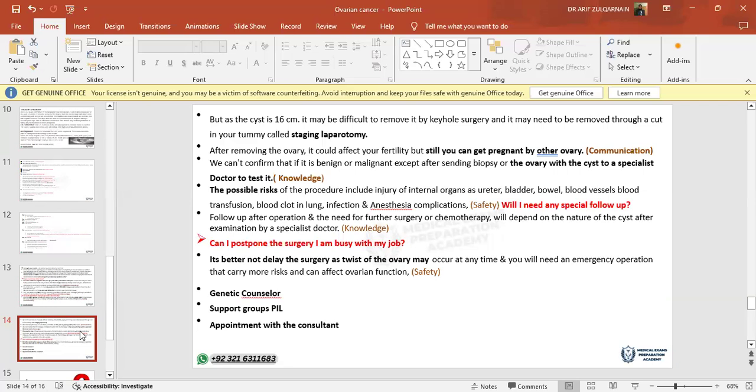Then we will tell her that it's better not to delay the surgery because there can be a twist of the ovary, and in that case you will need an emergency operation, and an emergency operation carries more risk and it can affect the ovarian function. In this case, the patient has a history of cancer in her mother, breast cancer. So we will refer her to the genetic counselor. In any cancer case, we will connect the patient to the support groups. We will give a patient information leaflet and we will fix her appointment with the consultant.